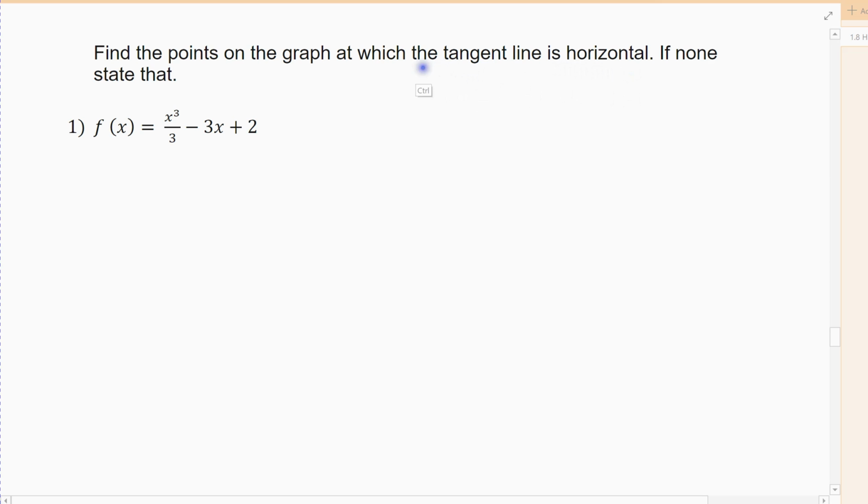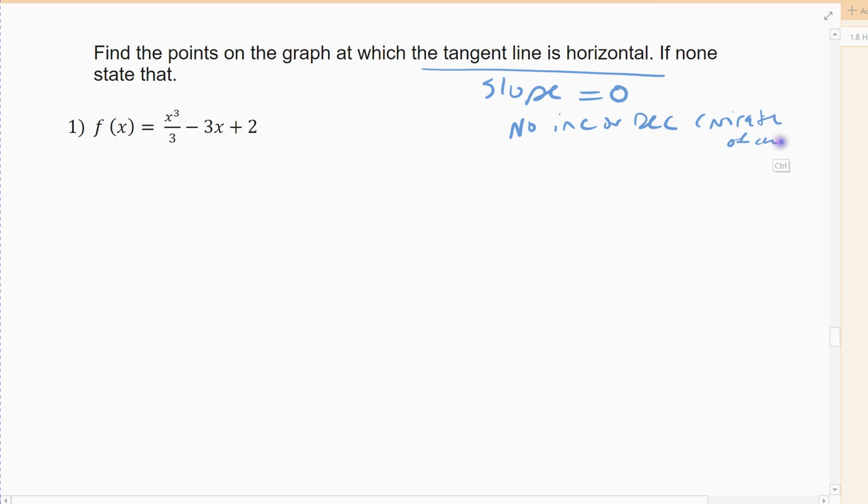When I have a horizontal tangent line, slope is 0, right? It's a flat line. There's no increase and no decrease. That's what that horizontal tangent line means. There's no increase or decrease, no rate of change. Right? The function, for all intents and purposes, has come to a stop. I'm going to write that down. It's kind of messy. All right, slope is 0.